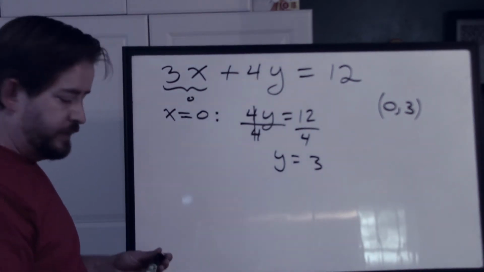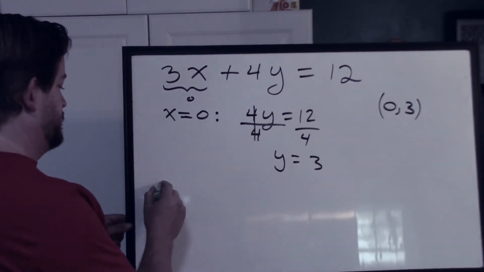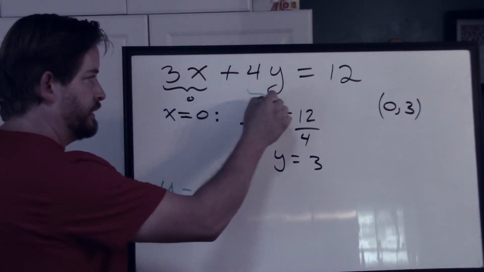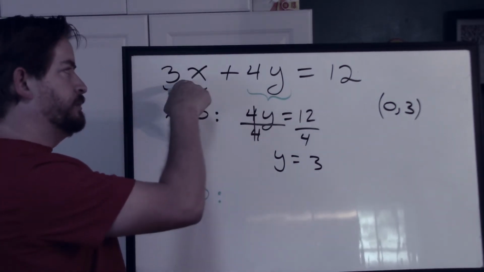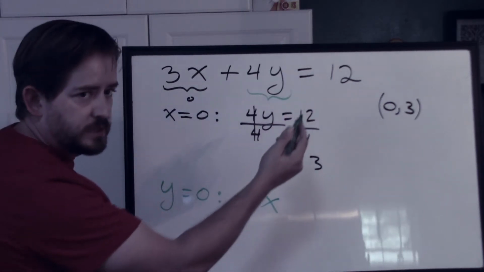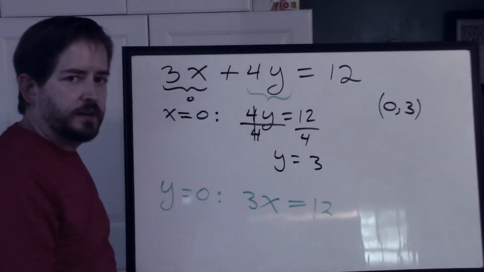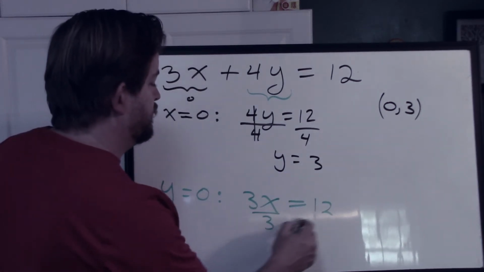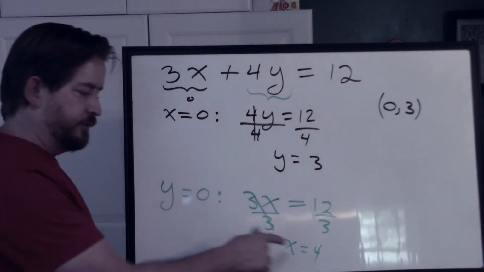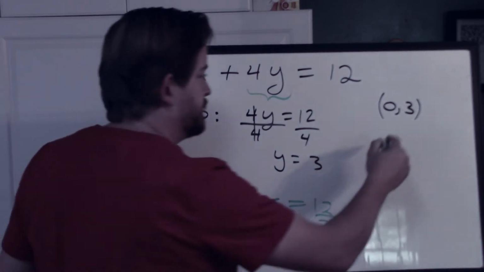Now if I then also say what happens when y is equal to 0, then this other bit is 0 instead, and I'm just left with the 3x part. So it's just 3x plus 0, so it's gone, is equal to 12. And again, it's very quick, very easy to figure out that x is 4. That is to say, I have the point x is 4 when y is 0, so the point is (4, 0).